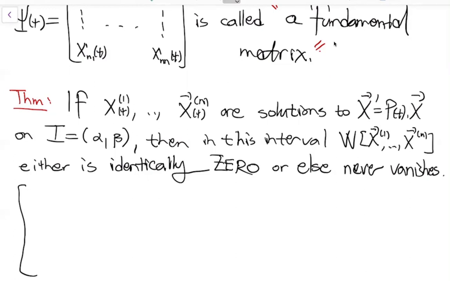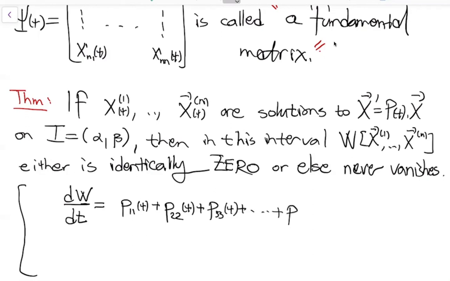We know the Wronskian is a function, because you are taking a determinant. The Wronskian satisfies the following differential equation: its derivative is equal to P11(t) plus P22(t) plus P33(t), till Pnn(t), times W. I'm taking the trace. The trace is the sum of diagonal entries.